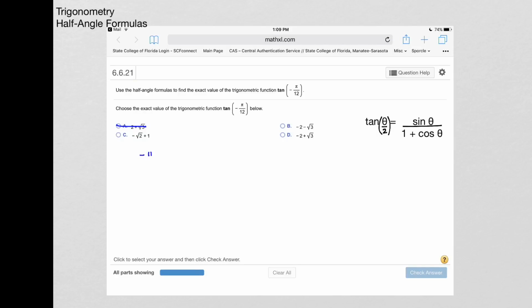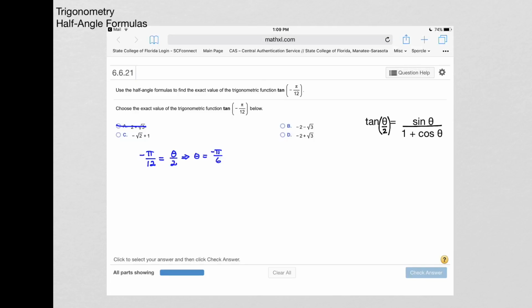Now I've got negative pi over 12. I need to find out negative pi over 12 is half of what angle. If you have any trouble finding that, you can simply set up the equation negative pi over 12 equals theta over 2 and solve for theta. This gives me theta is negative pi over 6. So that's the theta we'll work with in this problem.